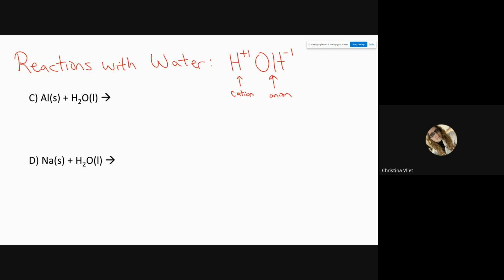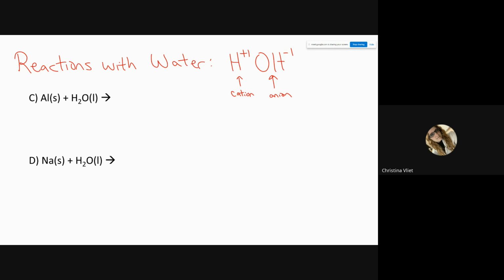This is water. There's 2 hydrogens and 1 oxygen. So if water is broken up in a chemical reaction, this is actually what occurs. OH takes 1 electron away from one of the hydrogens. So if water reacts, that's how it's going to react.